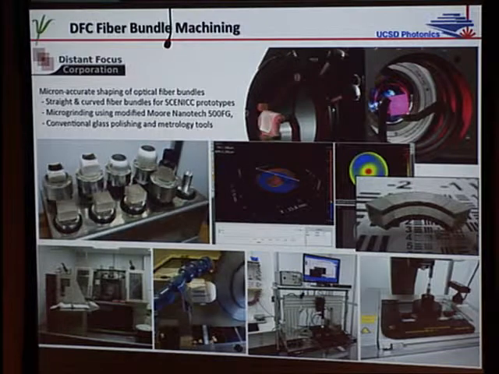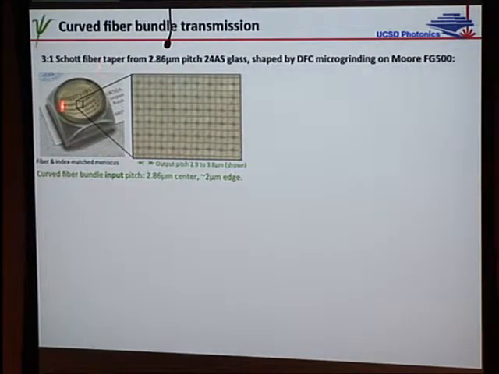It doesn't have the degrees of freedom to make super freeform surfaces, but we don't need freeforms. And it's micro-grinding, and it allows us to directly control exactly the shape we want. It's quite critical. The shape has to be quite precise. This is a real bear to make, but Distant Focus is doing really wonderful work on making the fiber bundles. And there it is. Okay, so there's the fiber bundle.